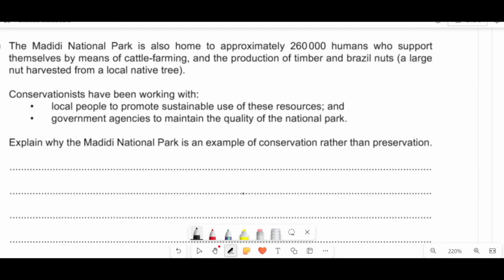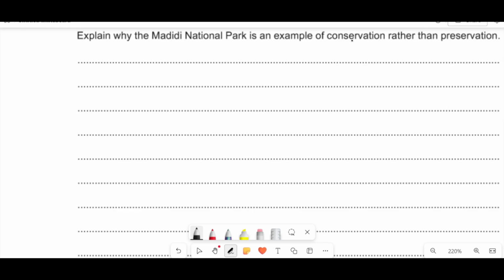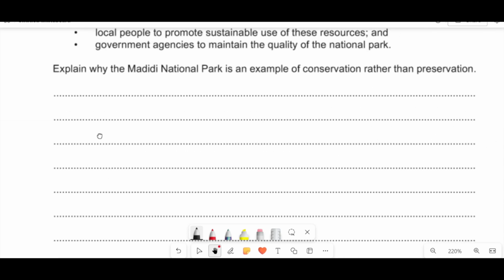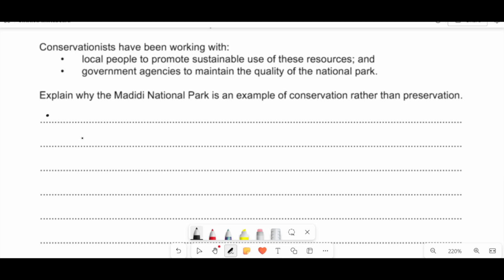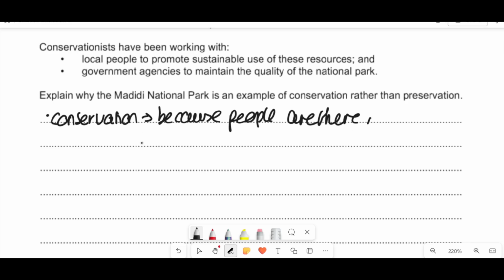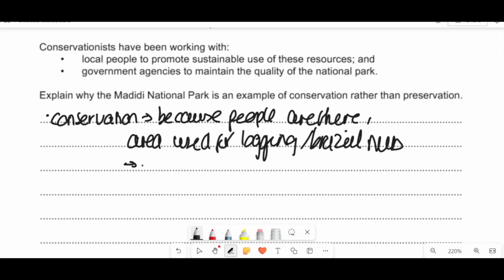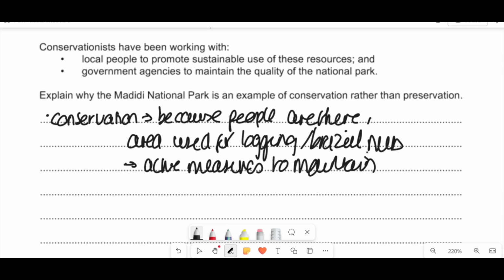So in this question, they've told you that they're working together to promote sustainable use of these resources and also to maintain the quality of this park. So they're actively doing more things here. Number one, the reason it's conservation is because there are actively people there. If it was preservation, we'd want to keep it as is, so people wouldn't be there. Also, the area is used for logging and Brazil nuts. And lastly, the main key point is that there are active measures or management steps to maintain the park. That's what sets conservation apart from preservation.